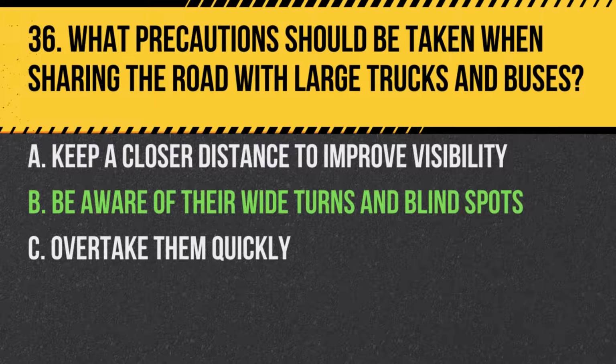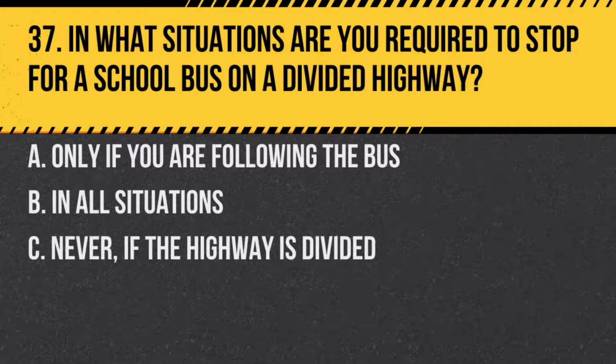blind spots. Question 37. In what situations are you required to stop for a school bus on a divided highway? A. Only if you are following the bus. B. In all situations. C. Never, if the highway is divided. Answer: A. Only if you are following the bus. On a divided highway, you are required to stop for a school bus if you are following it. You do not need to stop if you are on the opposite side of a divided highway.